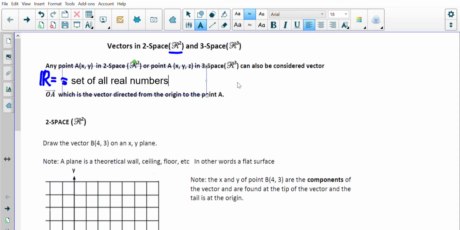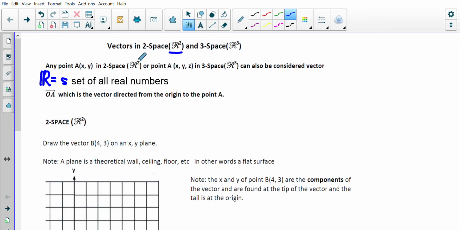And when you're talking about R2, for example, that's all the real numbers on the x-axis and all the real numbers on the y-axis. So that's what we're looking at there in two space. Whereas in three space, R3, we're looking at three different axes, x, y, and the z-axis, which we're going to look at drawing vectors three-dimensionally today, which is a challenge for me because I'm artistically a little bit challenged.